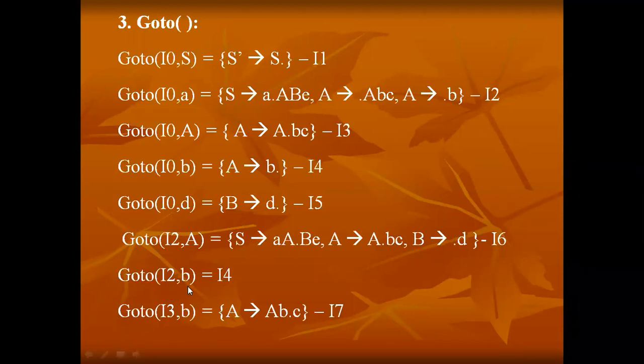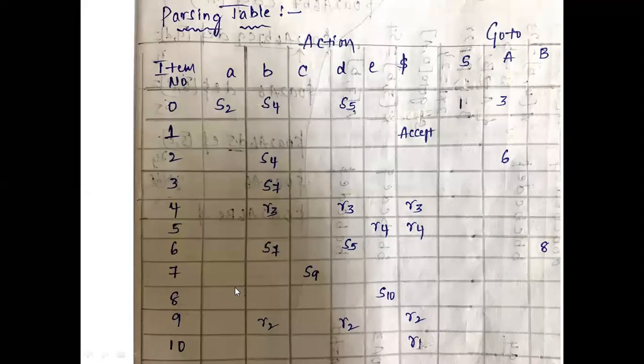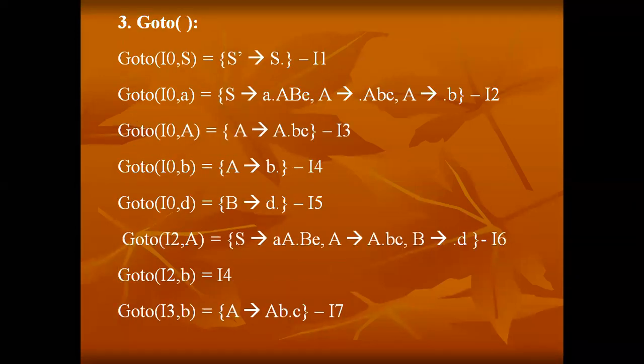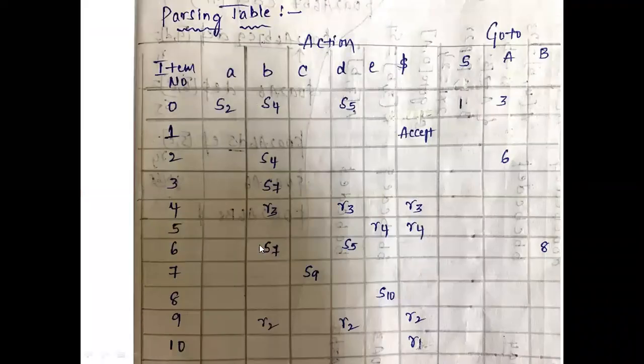And I2 with small b is I4. See in the table, I2 with b is S4. Right? Is it clear? Now I think you all understand how to fill the entries for the terminals in the action column. Now, I3 with B is I7. But here, while coming to representation, I3 with B is S7.